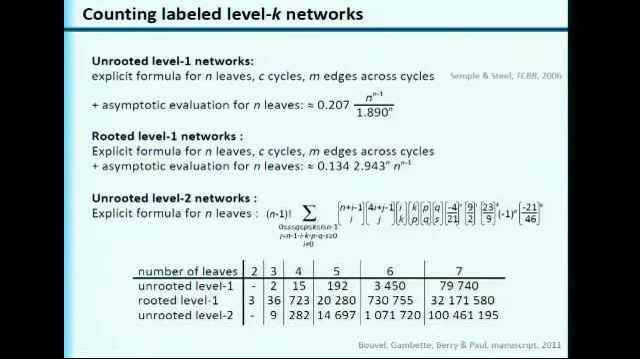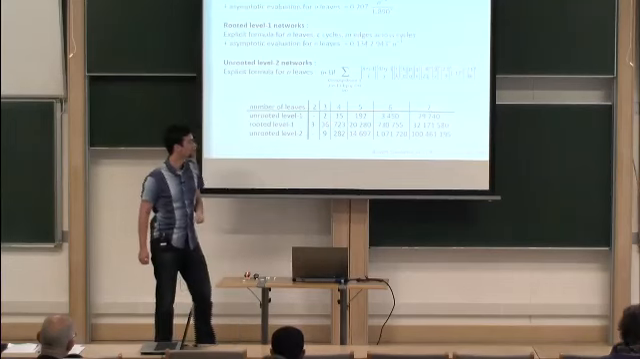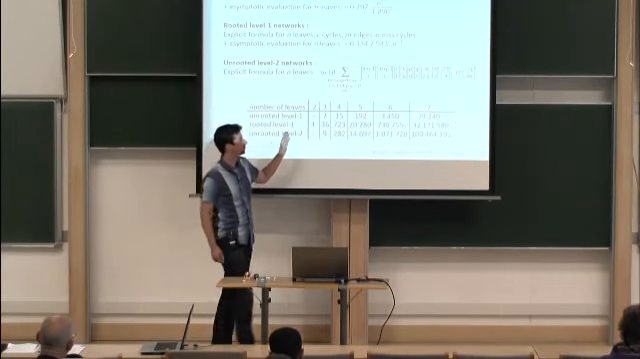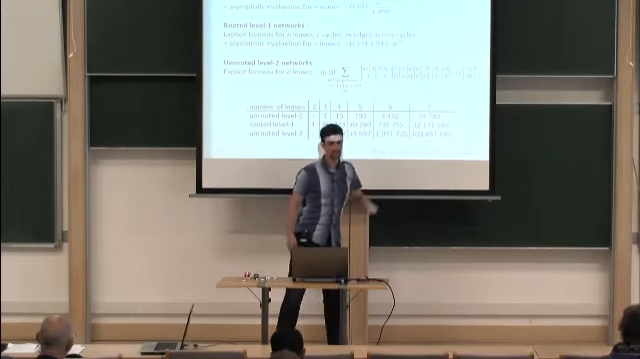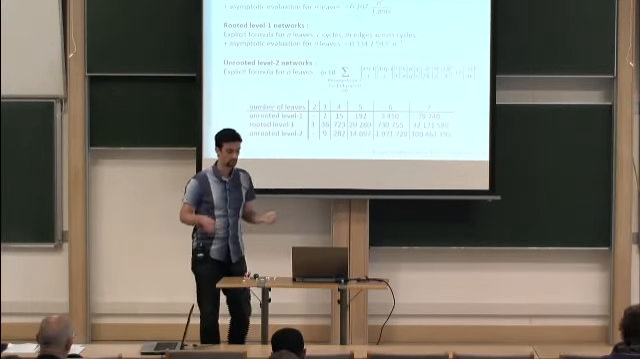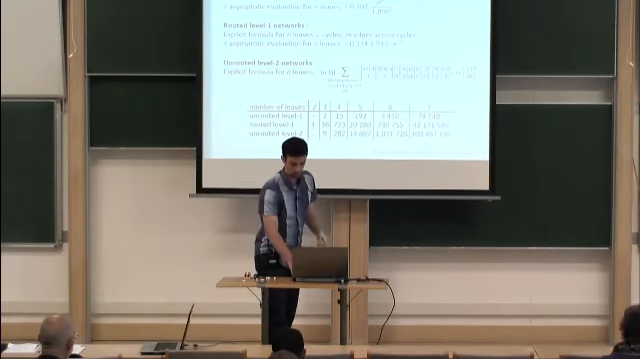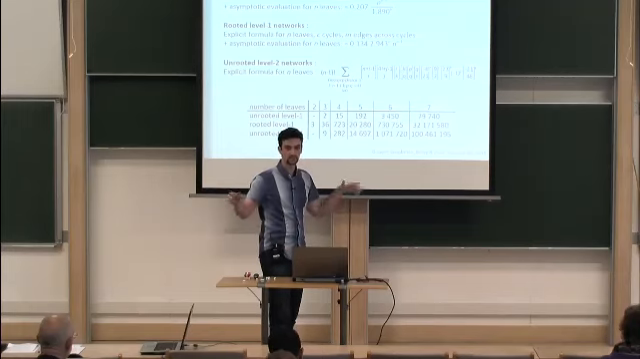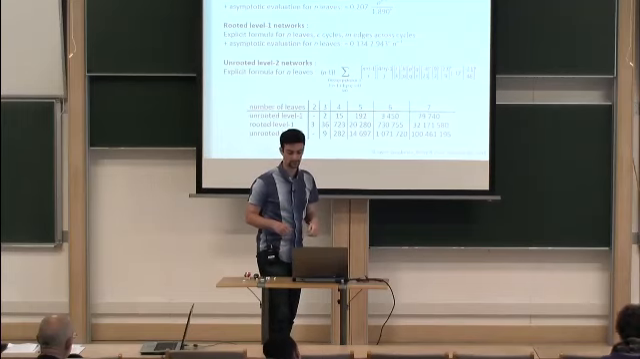And still it gives the number of networks on n leaves when they have level 1, rooted or unrooted, or level 2. And so you see it's much bigger than the tree space here.